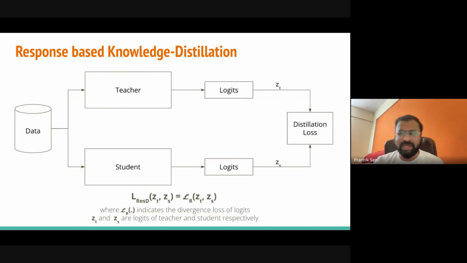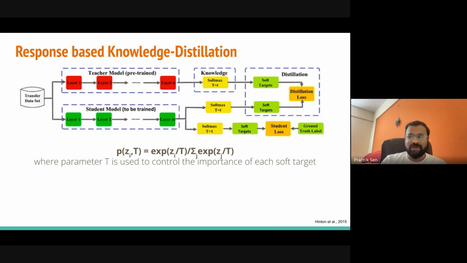Going slightly into the mathematics, this is the response-based distillation loss, and it is nothing but a divergence loss between the logits, where ZT is the logit coming from the teacher, and ZS is the score across the n classes coming from the student. This L subscript R can be a KL divergence loss as well, or it can be a simple dot product. Now, this is from Geoffrey Hinton's work, which dates back to 2015, but works pretty well even today.